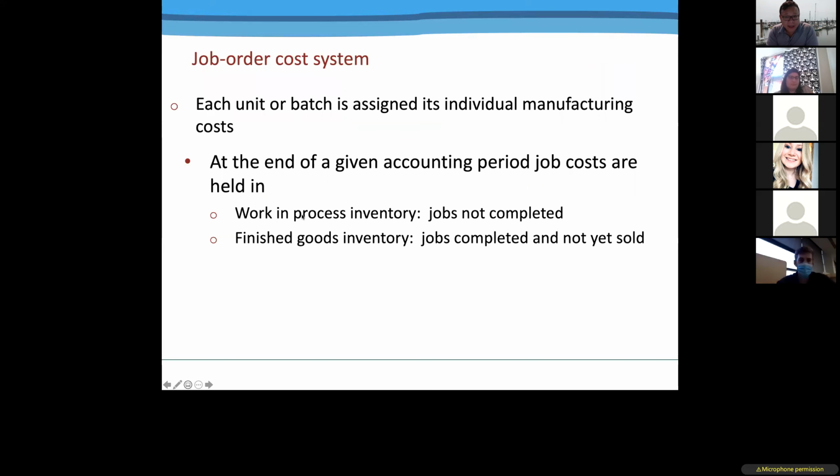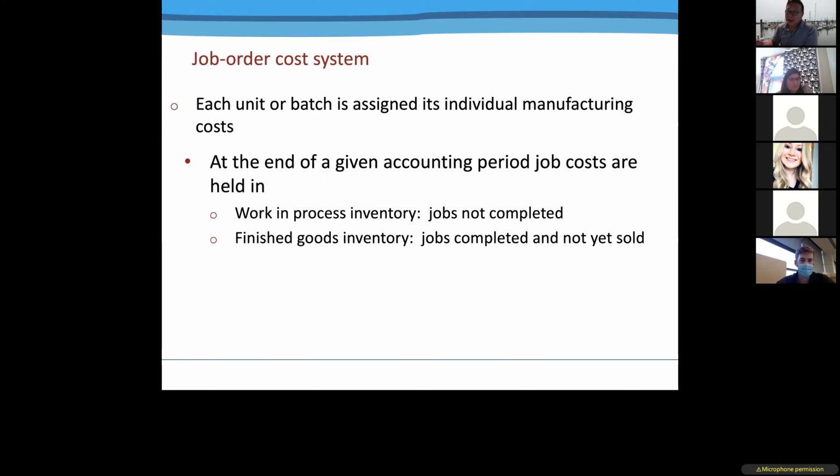So basically, at the end of a given accounting period, the product cost will be either in the working in process inventory. Those are the jobs that are not completed, right? Suppose at the year end, I'm in the middle of working on a tax return. My charge out rate is $200 per hour. I have spent 5 hours there. So 5 times 200, that's $1,000.